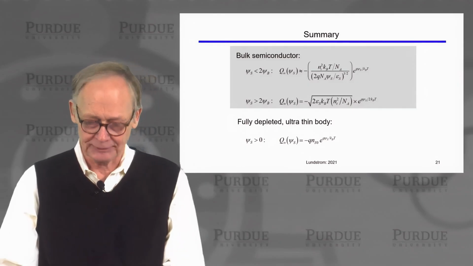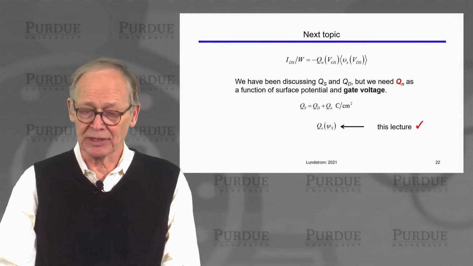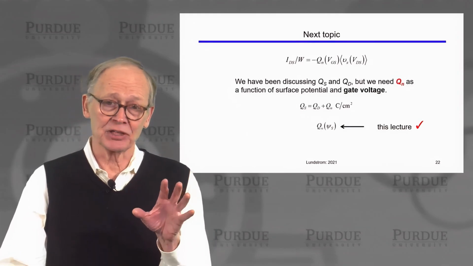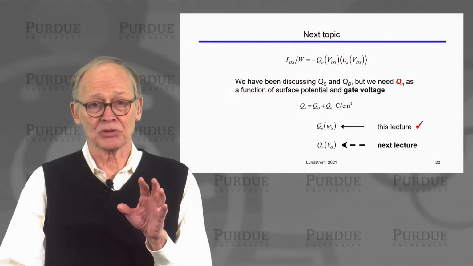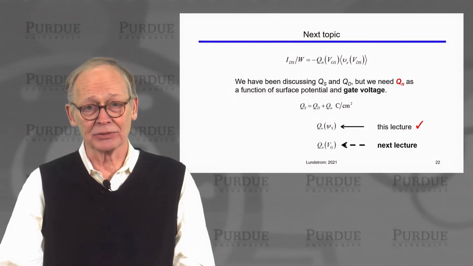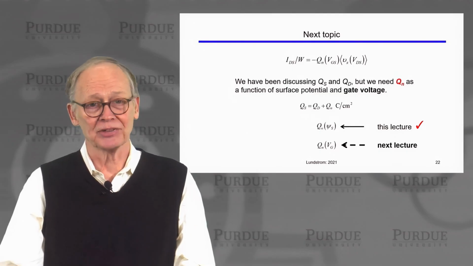Now, the next topic that we need to address, now that we understand how the mobile charge is related to the surface potential, is to understand how the mobile charge is related to the gate voltage that produced that surface potential. That's what we'll discuss in the next lecture.